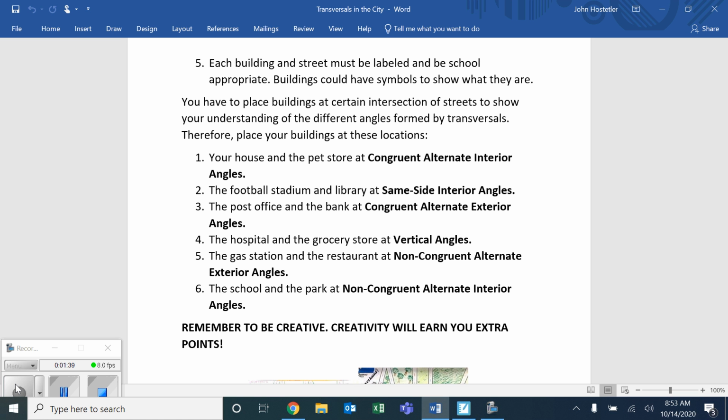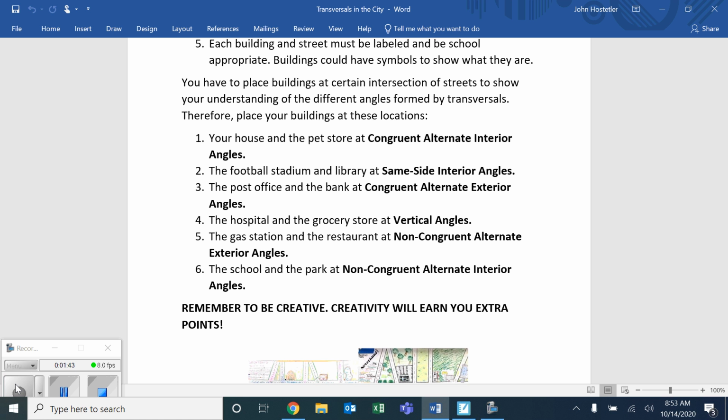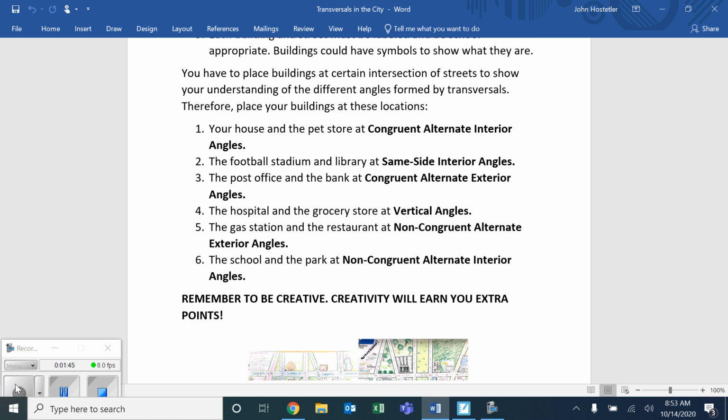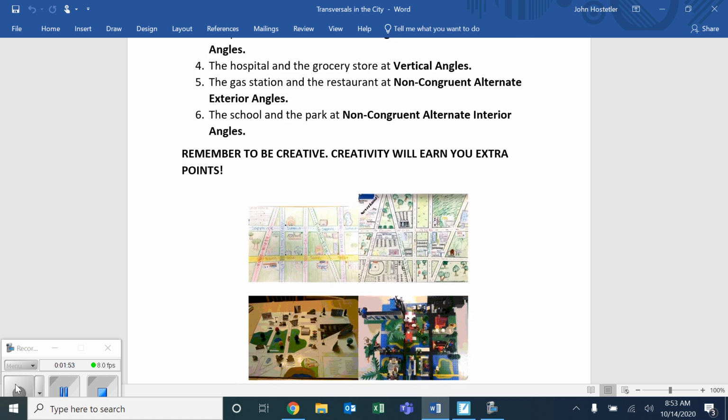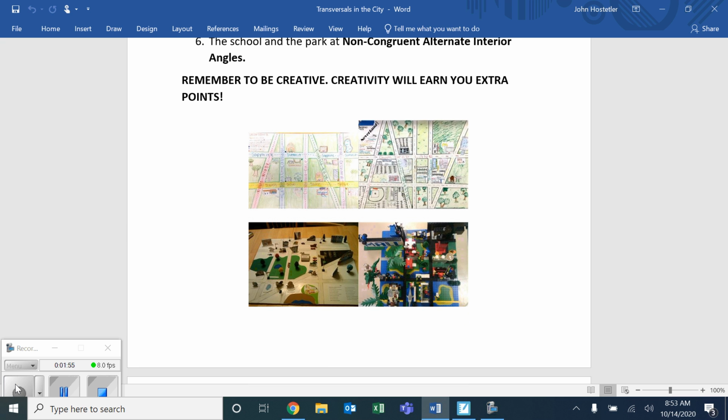You have to place buildings at certain intersections of the streets to show your understanding of the different angles formed by transversals. Therefore, you need to place your buildings at these locations, which I'm going to go over with you real quick. One thing before I do that, down here, to get extra credit, you want to be very, very, very creative.